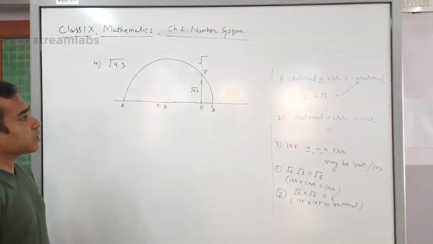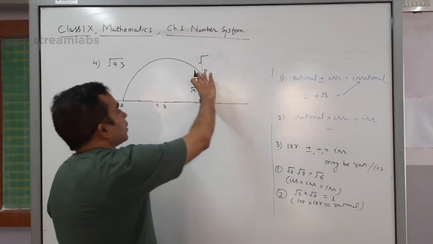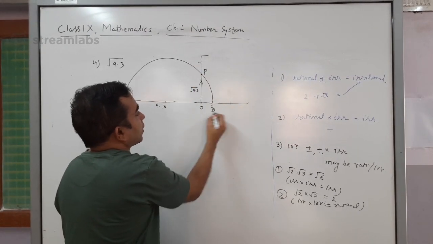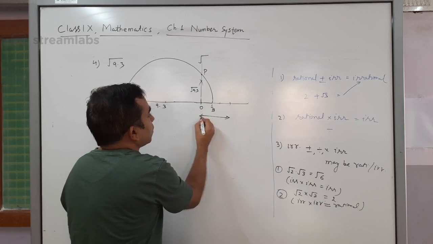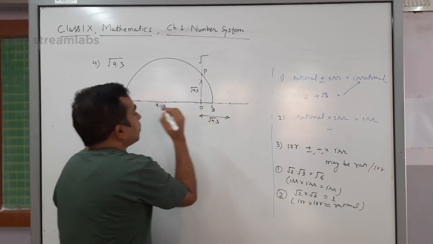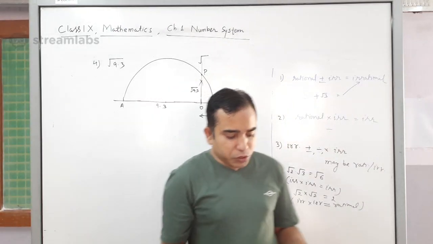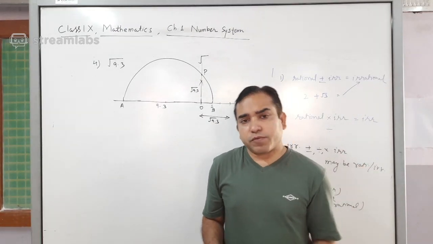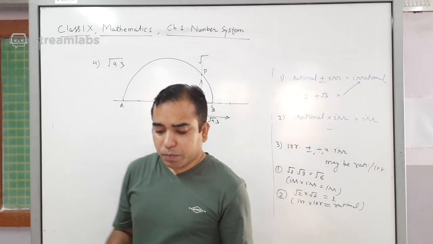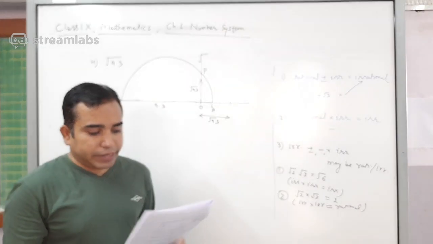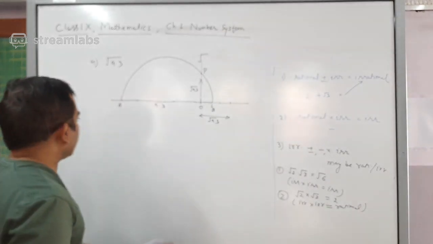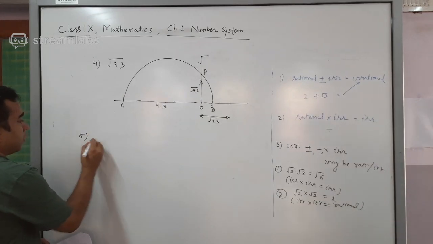This is the way that we discussed. Now for root 9.3, you can draw an arc and mark it here, and this distance is going to be root of 9.3. The proof we already discussed in previous videos. Please see that video if you have not seen it, and you will understand the proof also. Now let us see the next question.